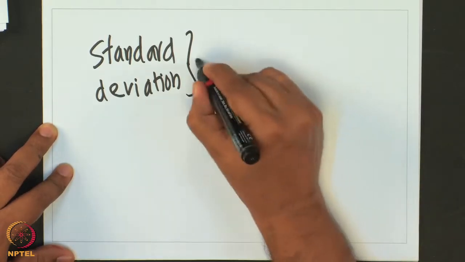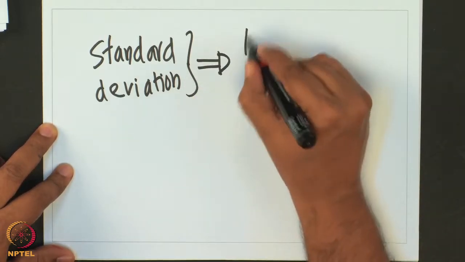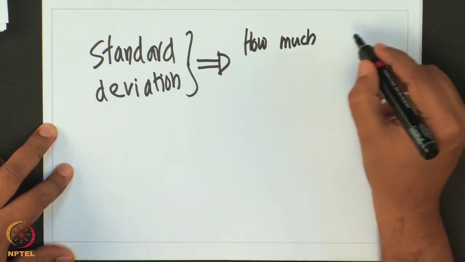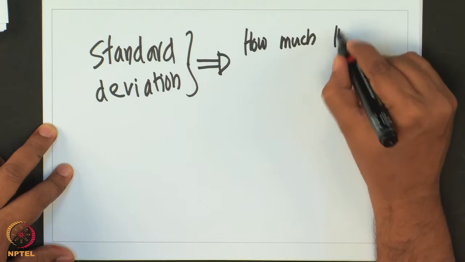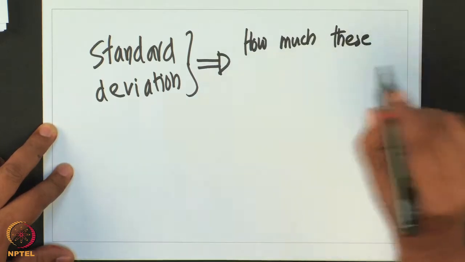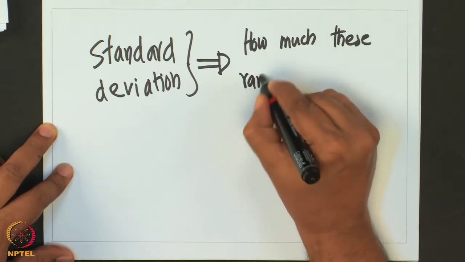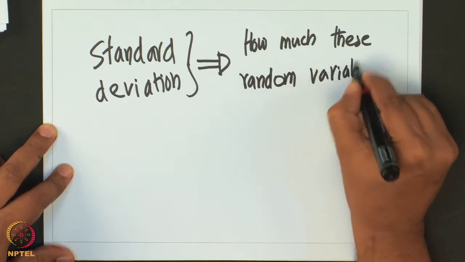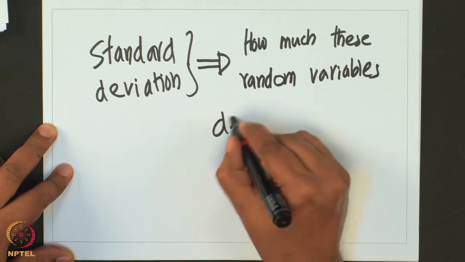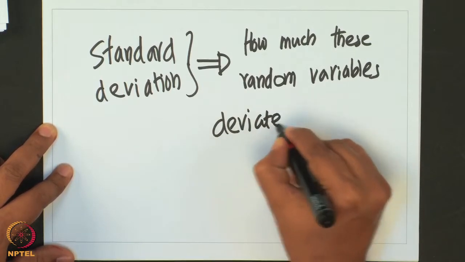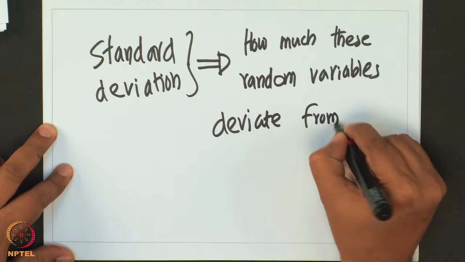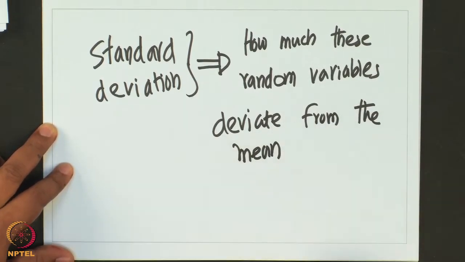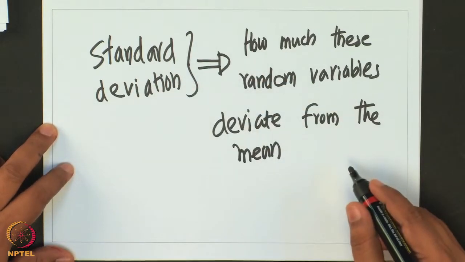What does the standard deviation tell us? It tells us how much these variables, these random variables, whatever our marks or measurements, deviate from the mean. So this is what the standard deviation would convey.